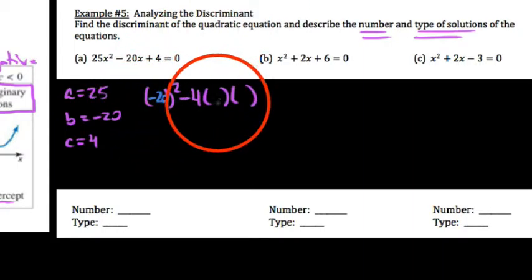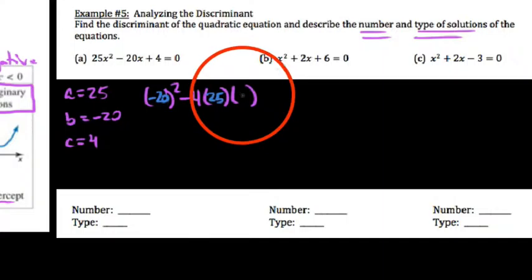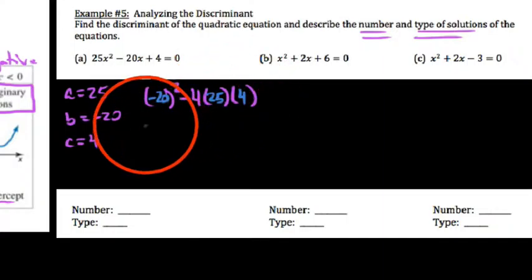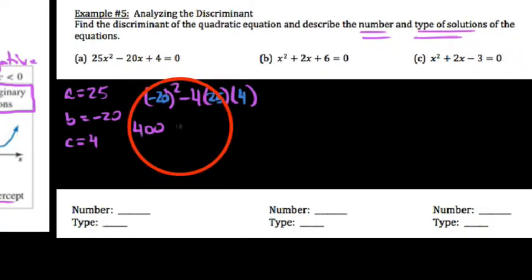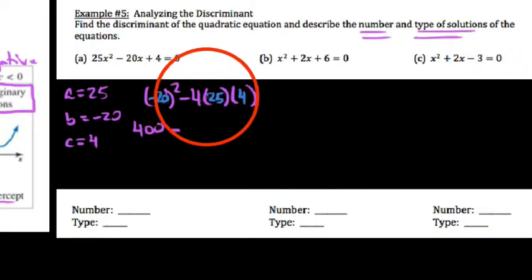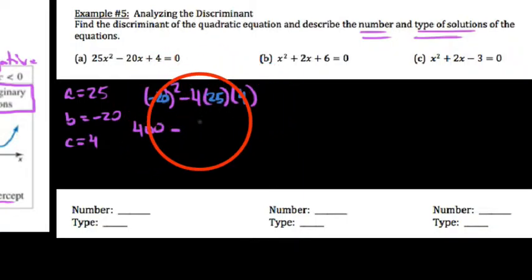We have b squared minus 4 times a, which is 25, and c, which is 4. So in this case, we're going to get 20 times 20, which really is 400. Even if it's negative there, we'll still get a positive 400. And then 4 times 25 is 100. 100 times 4 is 400.